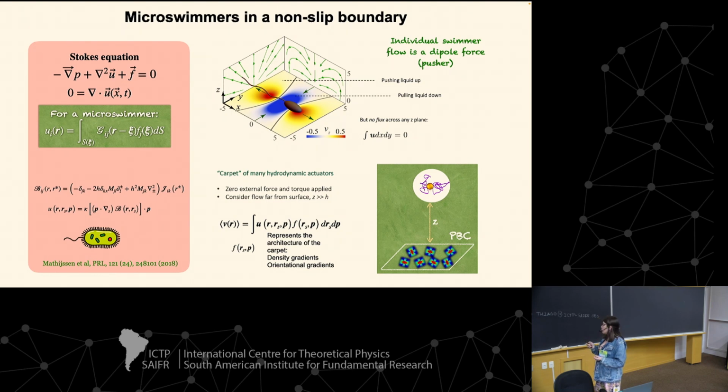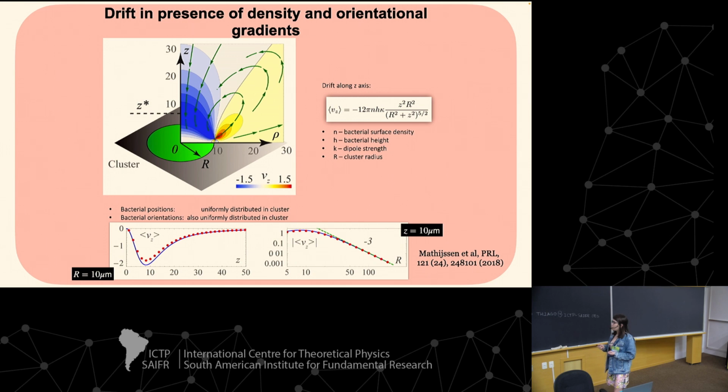Okay? So if we consider that, we found that the average velocity above the active carpet is different from 0, and we found very nice results. If we consider the easiest case, when we have a cluster formation of microswimmers, so now we are considering, let's say, chemotaxis. All the microswimmers want to go to one hot spot, and they are accumulating there, and they are leaving a density gradient, let's say.